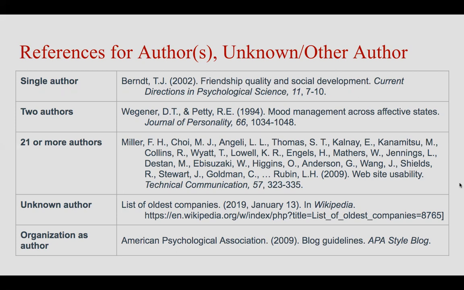If you don't know who the author of the source is, you would skip to what would come next, and in this case, that would be the title of the source. So you list the title in the place of the author if there's no known author. And then this last example in the table shows what to do if it has an organization as an author. You'll spell out the full name of that organization, in this example, American Psychological Association, instead of a person's name as the author.